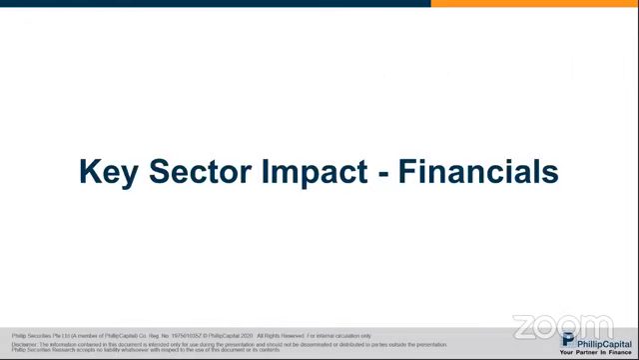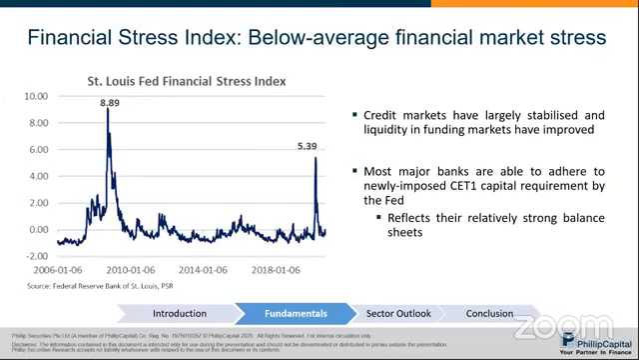Okay, the last sector will be financials. For financials itself, things have largely stabilized. If you look at the financial stress index, the credit market has largely stabilized and liquidity has improved, because it is back to pre-COVID normal levels. So we can say that the Fed jumping in with asset purchases is actually helping to release some of the financial stress in the market.